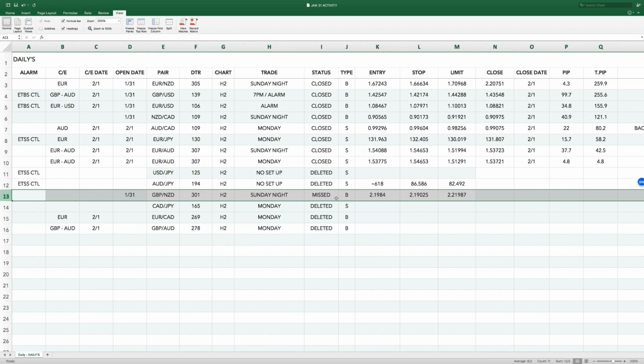Okay, there are no questions down there. Is there any other questions, guys? This type column, what does B and S stand for? Type, that's going to be a buy or a sell. We're either going to buy it or we're going to sell it. Gotcha. 10-4.